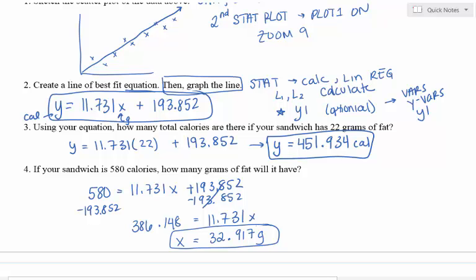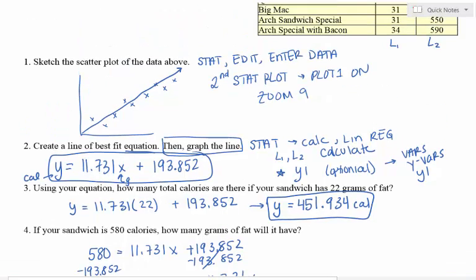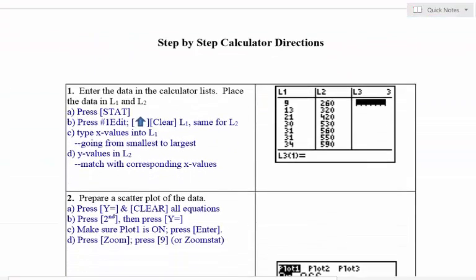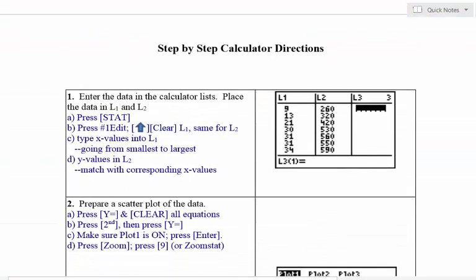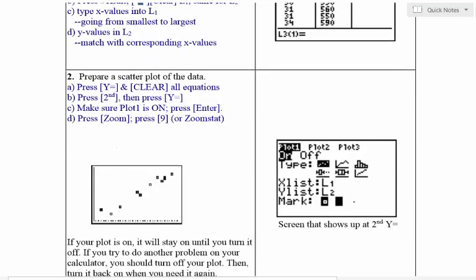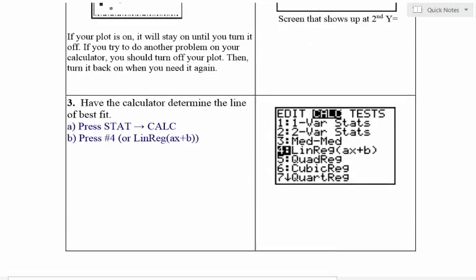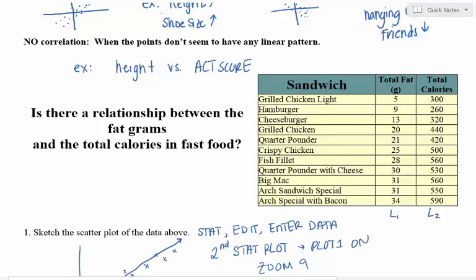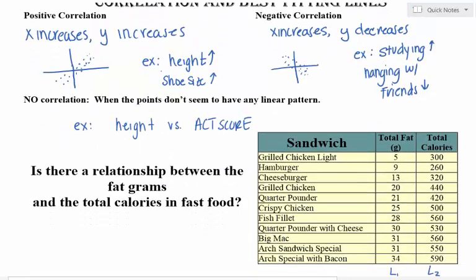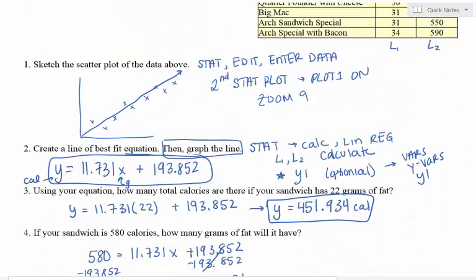So I went through that pretty quickly, but we have all of the buttons written down so you can do a problem just like this. Again, also, if you go to the next page, it has step-by-step directions. Stat, Edit, clear, type in X values, type in Y values. You know, preparing the scatter plot. It is very thorough in what you need to do. So if you have any other questions, make sure you go through those. But make sure you have this all written down.